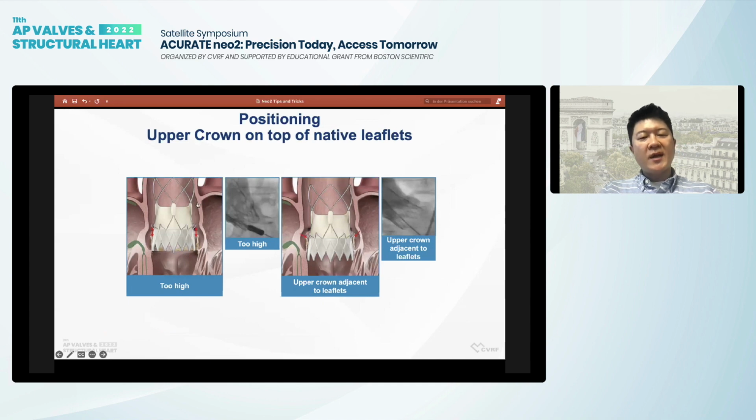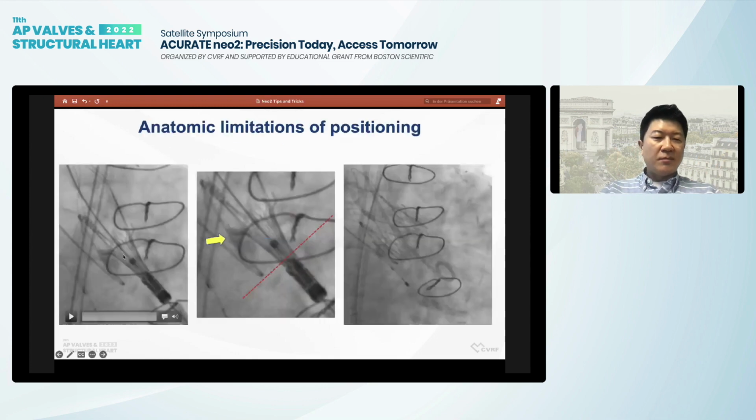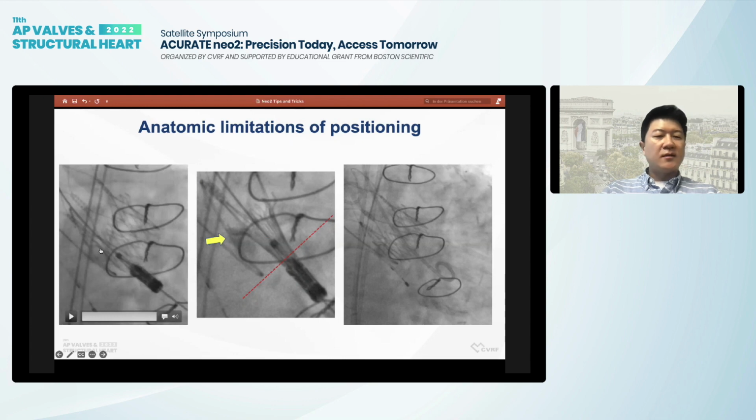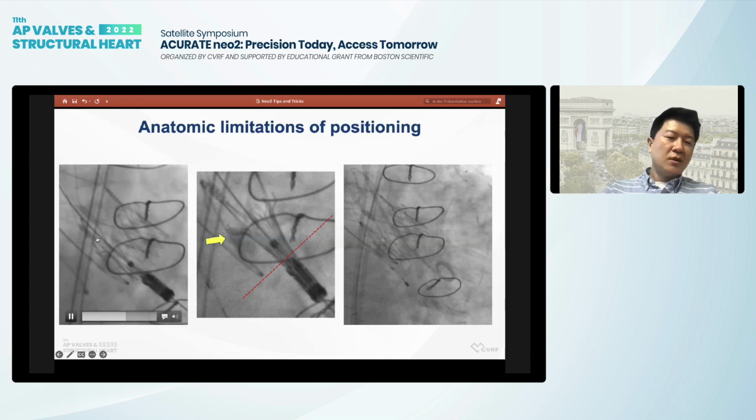The positioning not only relies on the marker band that is new with the ACURATE Neo2, but also on the relation between the upper crown and the native leaflets. So the distance between the upper crown and the native leaflets should not be too remote. We always should try to have the upper crown adjacent to the leaflets, otherwise there's the risk of pop out. And here's a very nice example that we had recently. You can see that due to the calcification, the upper crown is sitting very tightly on the calcified leaflet, and it is not possible to go even deeper. So if you would only look at the position of the marker band, you can see it is not possible to bring the marker band down to the annular plane.